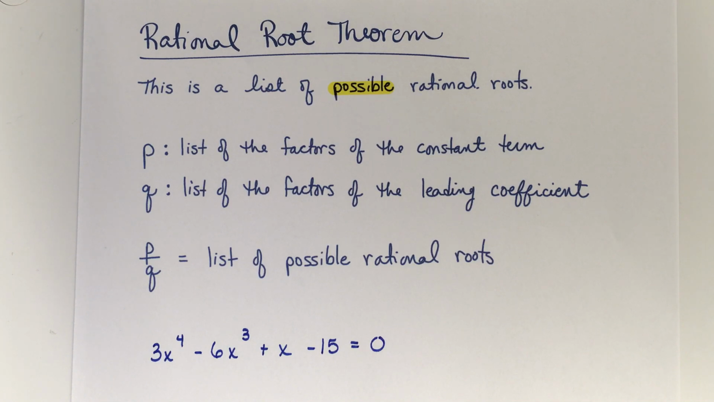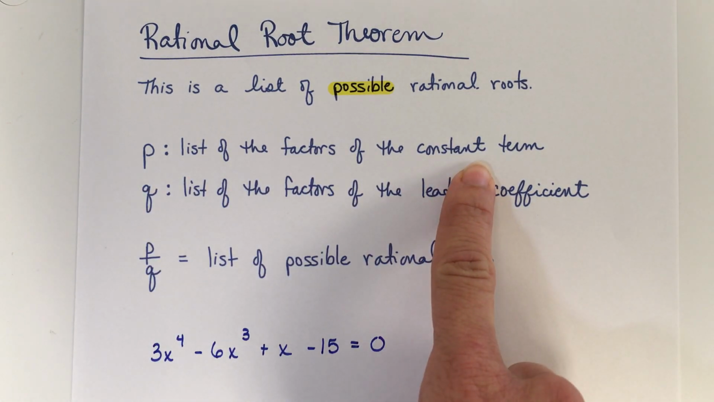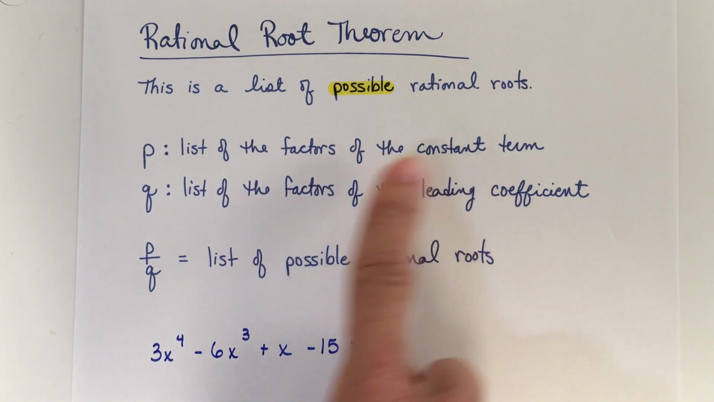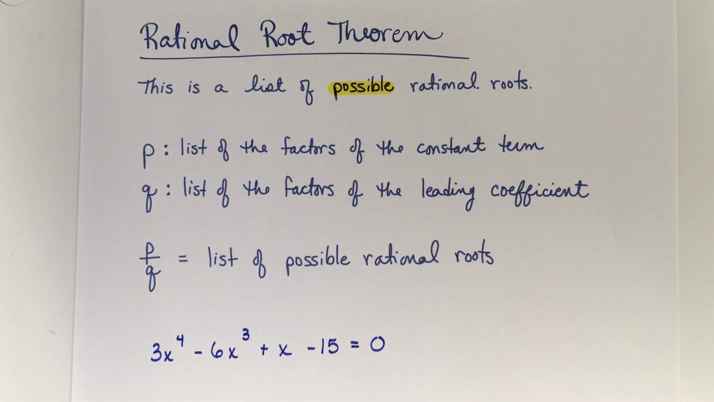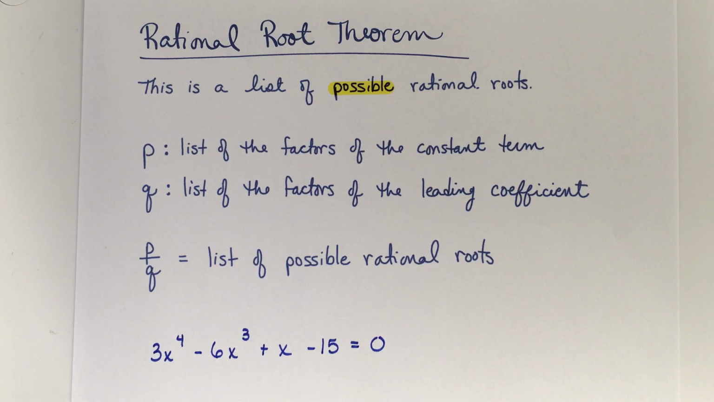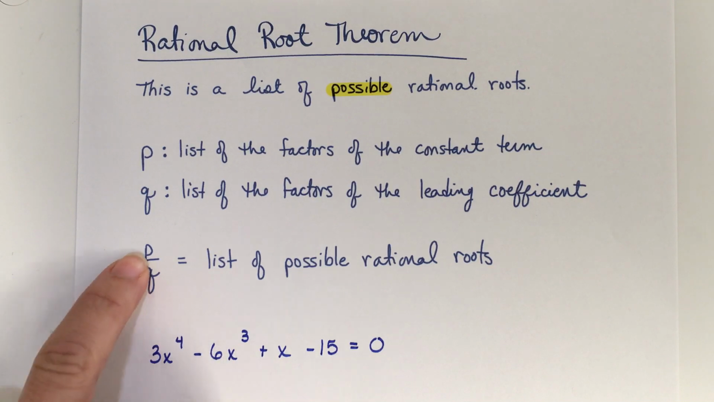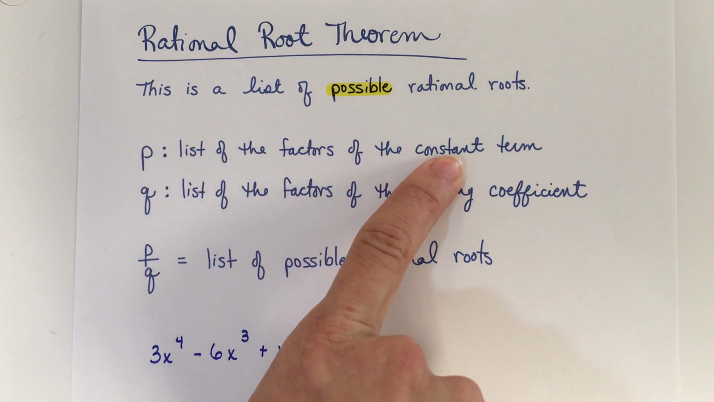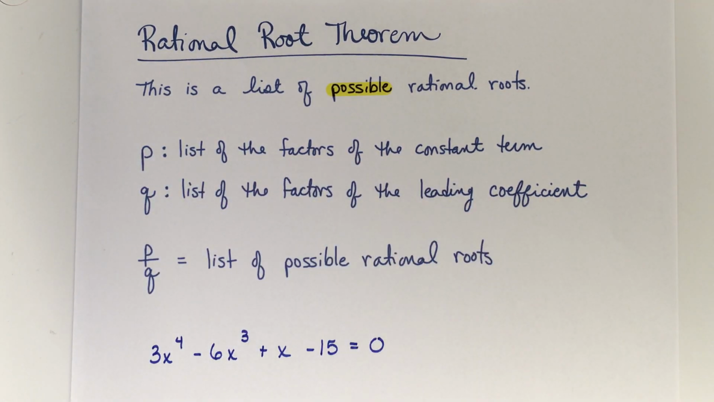It uses the letters P and Q to represent two things here. What I want you to remember is that P is always associated with the constant term, and Q is always associated with the leading coefficient. What you're going to want is the factors of the constant term and the factors of the leading coefficient. Once you identify all of this information, you're going to make all of the different fractions that you can make by using the numbers from your list of P as your numerator and the numbers from your list of Q as your denominator. You'll see how all of this works, but just remember that P is associated with the constant term and Q is the leading coefficient.